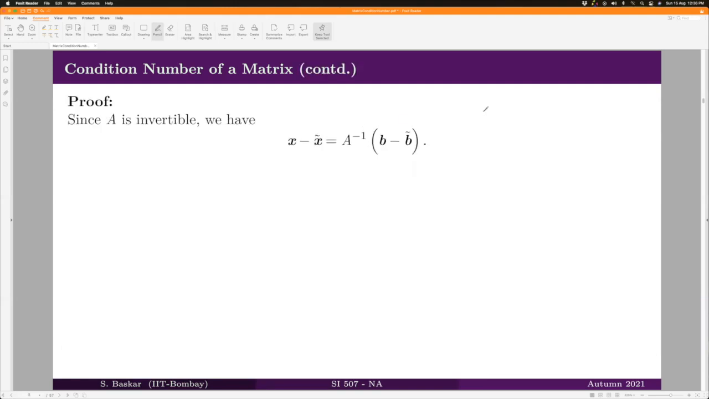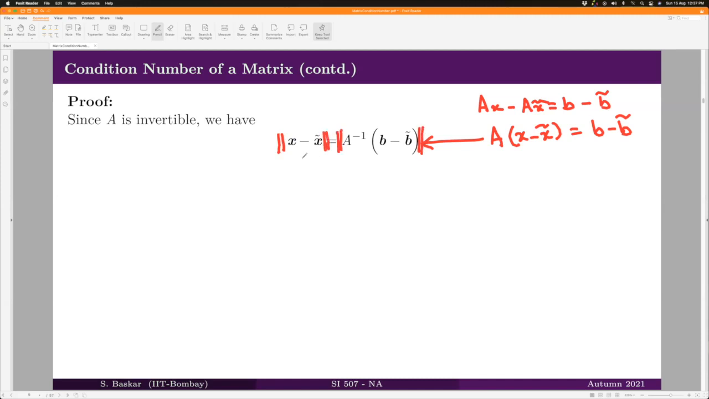Well, we are given two systems. One is Ax equal to b, right? Another is Ax tilde equal to b tilde, right? Since A is a matrix, you can always write it as A into x minus x tilde, right? And that is equal to b minus b tilde. And since A is invertible, therefore we can write x minus x tilde equal to A inverse into b minus b tilde. Now what you do is take norm on both sides.